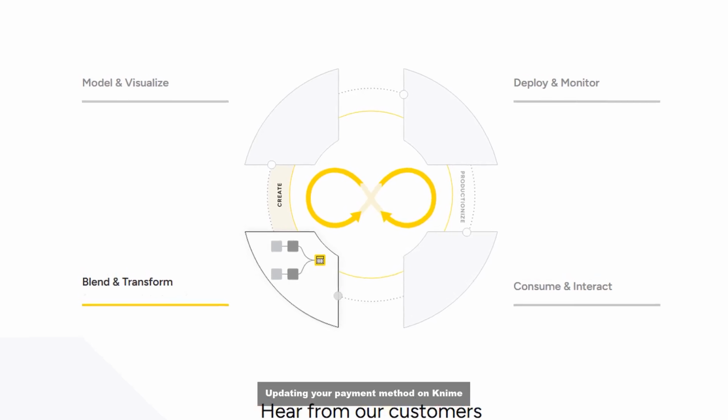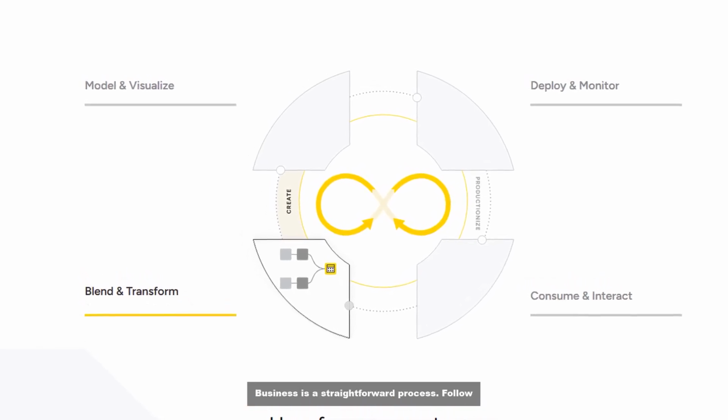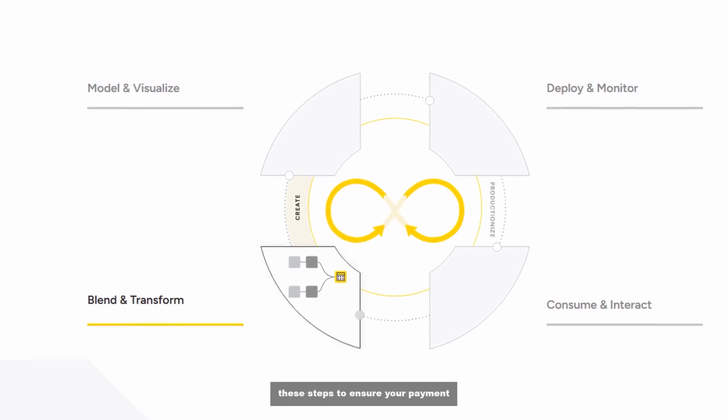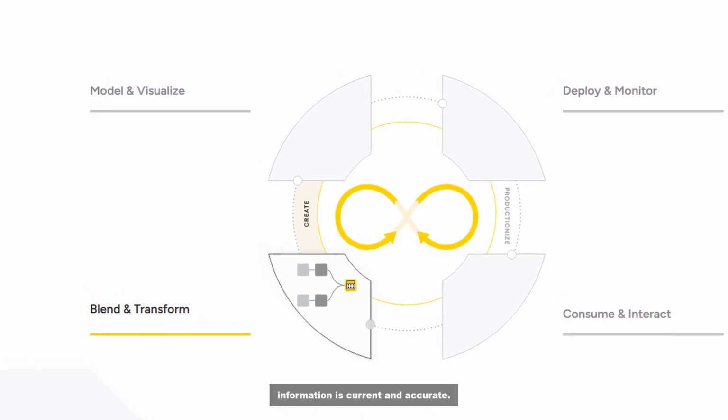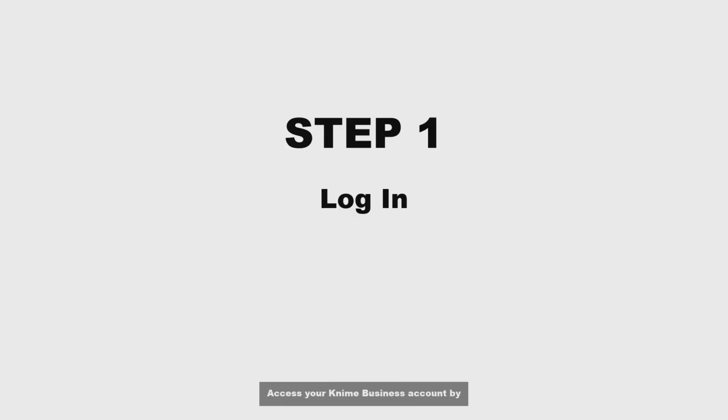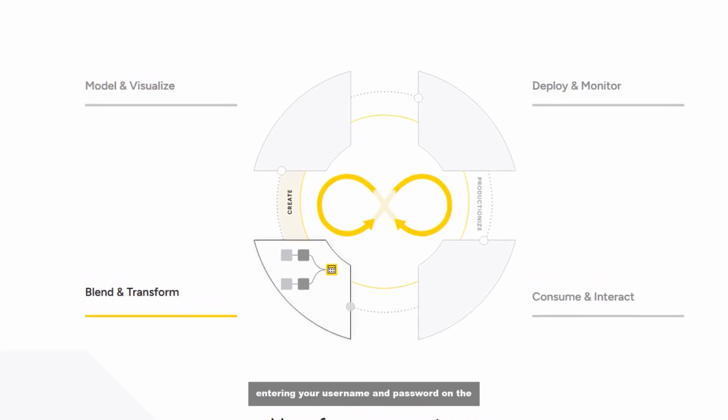Updating your payment method on Knime Business is a straightforward process. Follow these steps to ensure your payment information is current and accurate. Step 1. Login. Access your Knime Business account by entering your username and password on the login page.